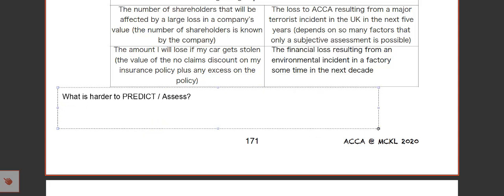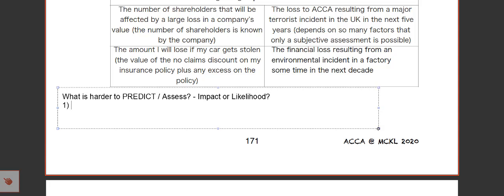All right. Is it impact or is it likelihood? Think. Is it more difficult to assess the impact, or is it more difficult to assess the likelihood? All right, which one is more difficult? Now, I think that impact is actually easier to assess than likelihood.